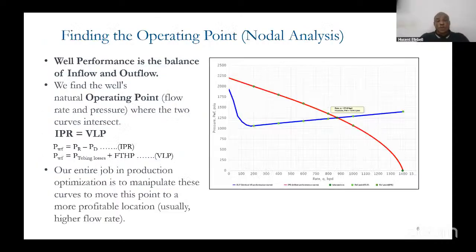So this slide couples both the inflow and outflow. This is the entire system now, the inflow, outflow. And where you have the intersection of the inflow performance relationship curve and the vertical lift performance curve is the operating point for this set of parameters, right? For every parameter that you use to do this calculation. So where they intersect is the operating point. Remember, the operating point is not exactly the optimum point, right?